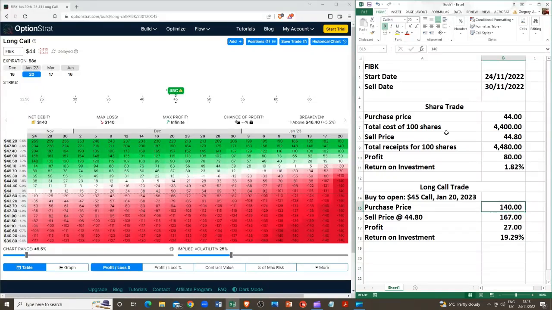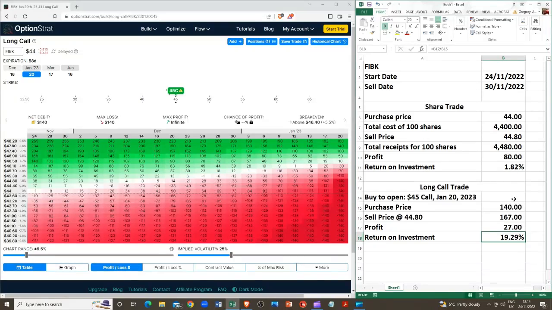Again, fast forward to the 30th of November 2022. If the price of ticker symbol FIBK is $44.8, you can sell the call contract that you've bought and get a profit of $27. That means you will be able to sell your call contract for $167, and if you're making a $27 profit on a $140 investment, your return on investment is 19.29%.